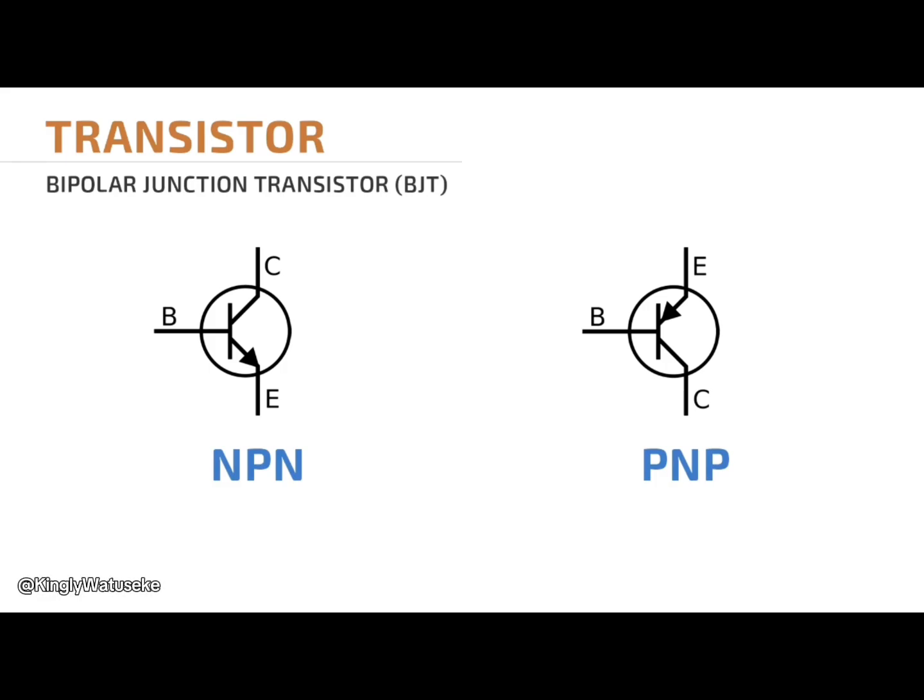N here is negative and P is positive. So for an NPN transistor, the base is positive, and for PNP, the base is negative. The use of NPN and PNP depends on the application. In an NPN transistor, the current entering the base leg controls the transistor, while in PNP, the control is the current coming out of the base leg.